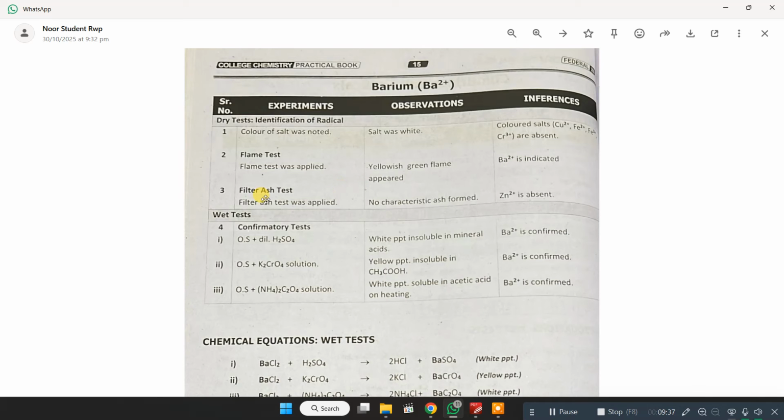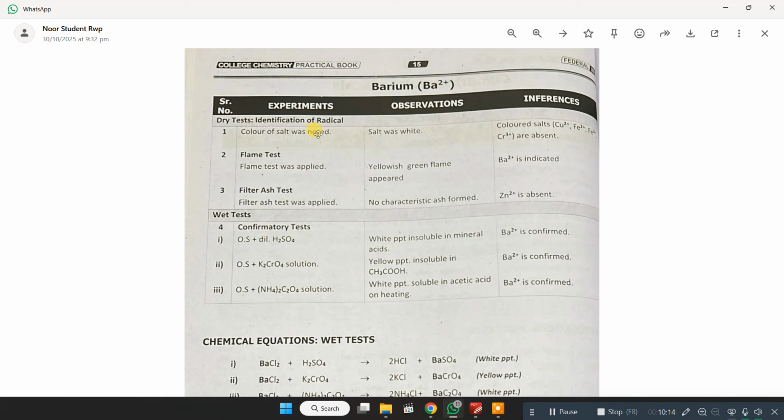Next we are going to perform the ash filter test, where no characteristic color of the ash has been identified. Therefore it is confirmed that zinc 2+ ions are not present, because as we have discussed in previous discussions about basic salts, only zinc ions form the characteristic ash color. So whenever there is no characteristic ash color, it means zinc is absent.